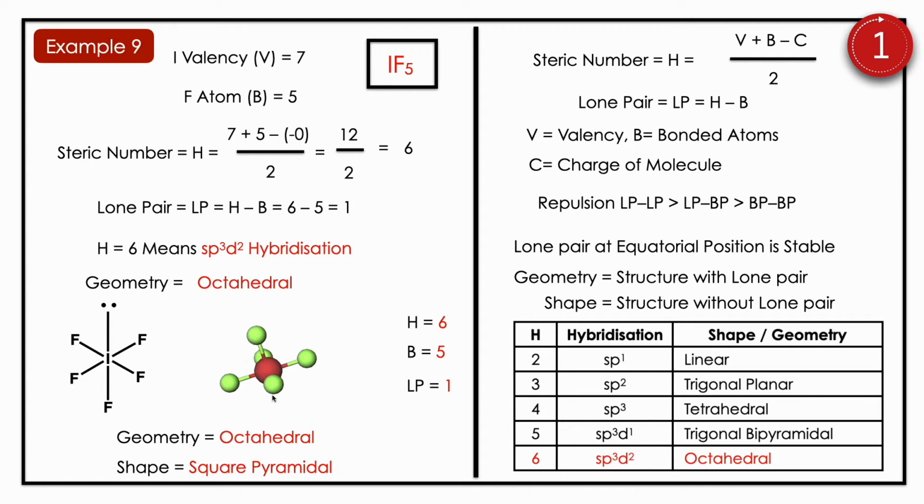So H6 means sp3d2 hybridization. So geometry is octahedral, but you have one lone pair in the system. Where will it come? In octahedral, all positions are the same, so it can come anywhere. So the shape becomes square pyramidal. So geometry is octahedral, shape is square pyramidal.